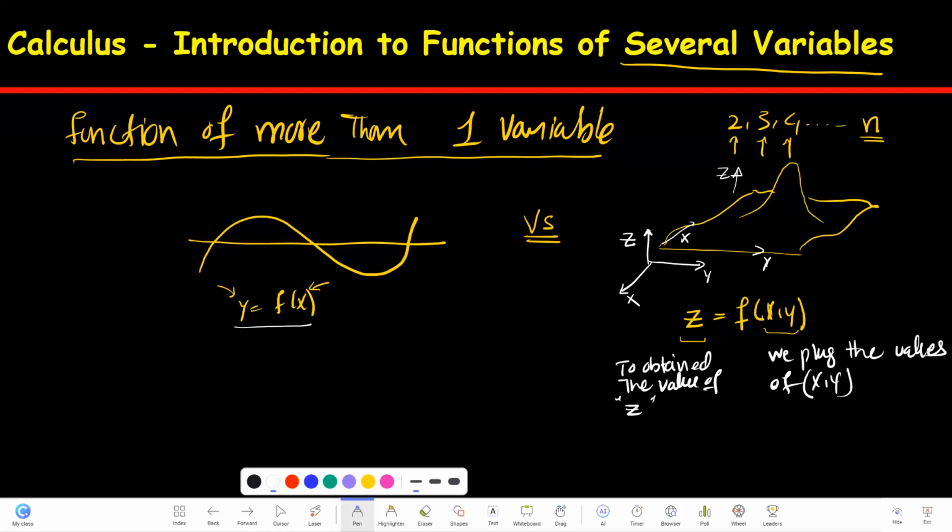Right, so we need to just get the two values of x and y so we can get the value of z. Now let's talk about domain. What is a domain in this kind of situation?